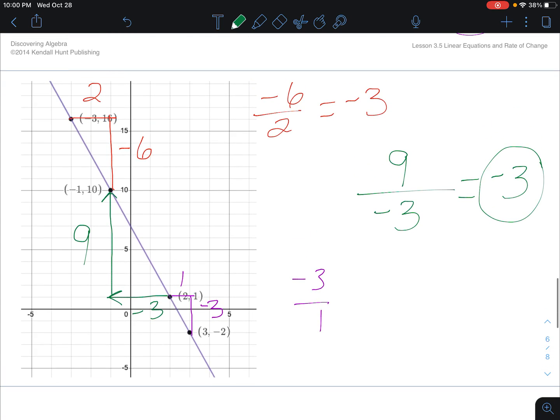So I hope that clarifies things a bit, and you're going to work on some problems to practice this.